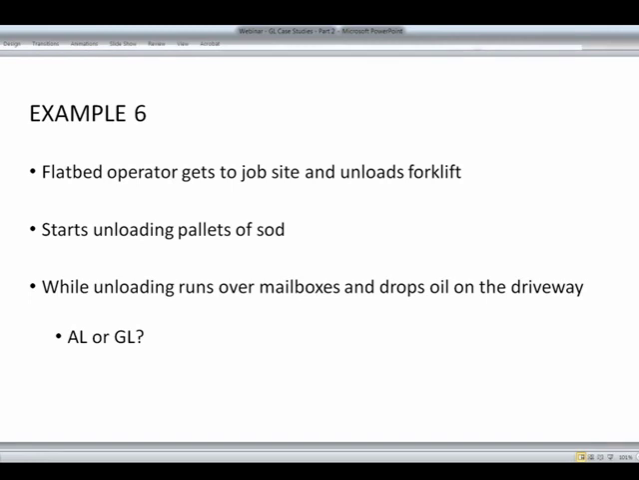Let's say the flatbed didn't have that accident, the forklift didn't fall off, so they take the forklift to the job site. They unload the forklift, take it down from how it's hung on the back. They start unloading pallets of sod. While unloading the sod, the operator of the forklift runs over a mailbox and drops oil on the driveways of a gated community. Again, damage to the mailbox, damage to the driveways in the community. Is that auto or GL?